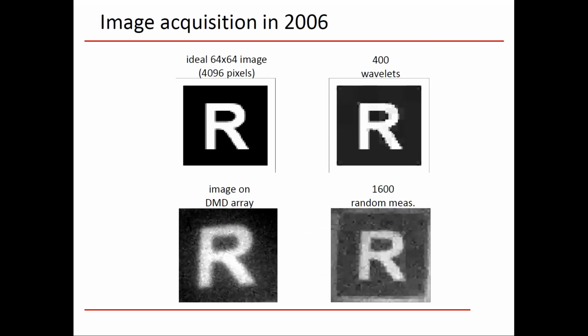So here are initial results from 2006. We looked at a 64 by 64 image, 4,096 pixels, of the letter R. If you use 400 wavelet terms to approximate that letter, you get a somewhat blurry version of the letter R. We then took our compressed sensing camera and looked at an image of the letter R. Because things were not perfectly aligned and so on, the image on the DMD array was also quite blurry, quite noisy. Using 1,600 random measurements, recall 1,600 is approximately 38% of the 4,096 pixels, we ran a compressed sensing algorithm and got this outcome, which is somewhat blurry and somewhat noisy, but it definitely looks like an R. So this was in 2006, where the number of measurements was 38% of the number of pixels.